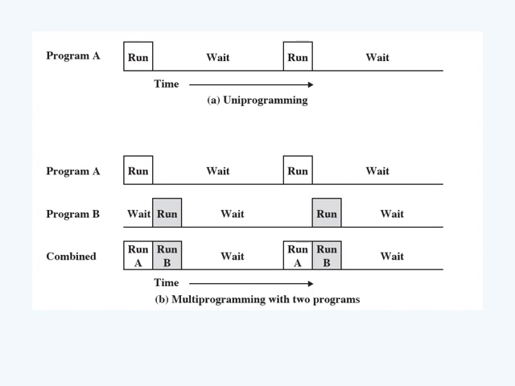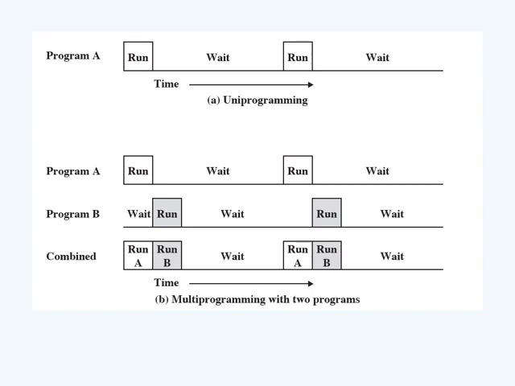The second diagram corresponds to multiprogramming. Here in multiprogramming, we have chosen two programs for simplicity. Program A is initially put in run state, meaning it uses the CPU to execute its instructions. Afterwards, it enters wait state, meaning it releases the CPU. Now the CPU is idle.